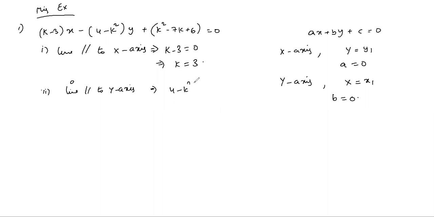4 minus k square equals 0. So k equals plus or minus 2.